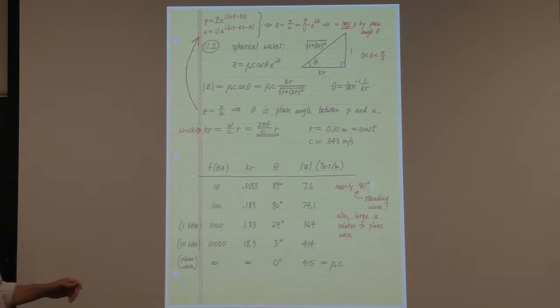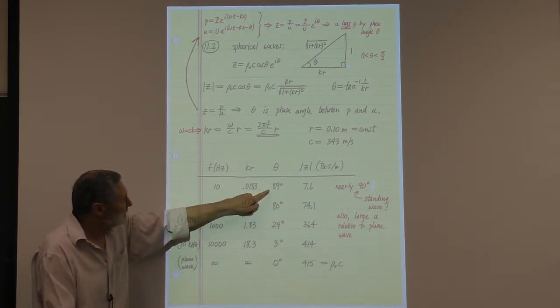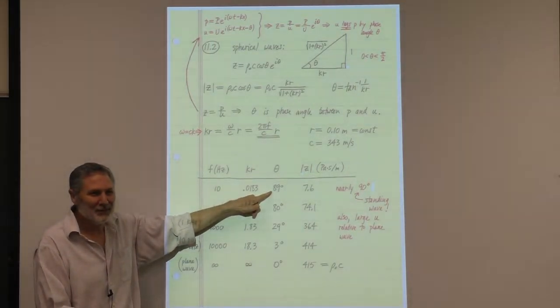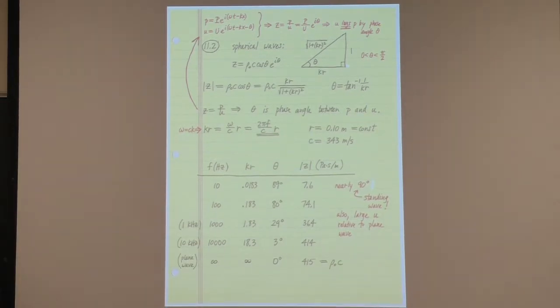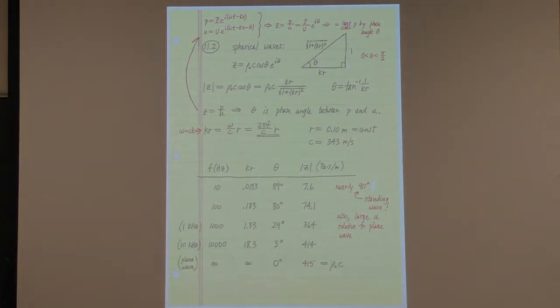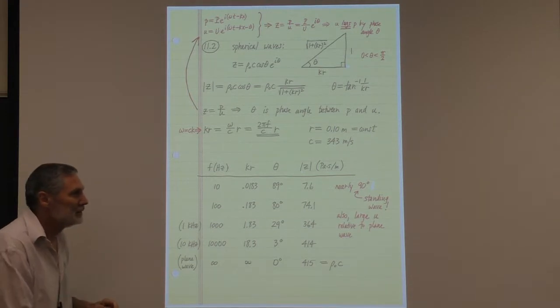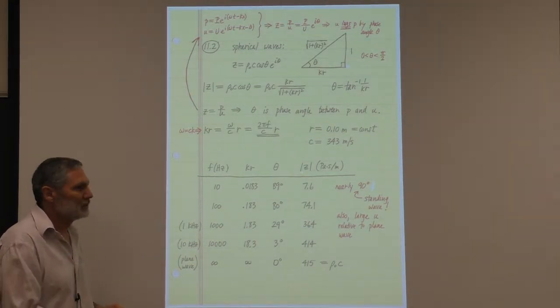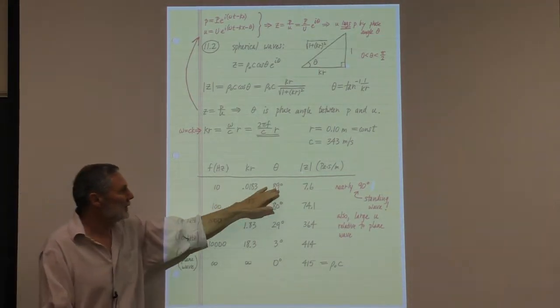Now, two things to point out here. This is close to 90 degrees, isn't it? And that means we have, effectively, something like a standing wave here. But it's not exactly 90, so there is some propagation of energy. We're going to talk much more about this in a later chapter.